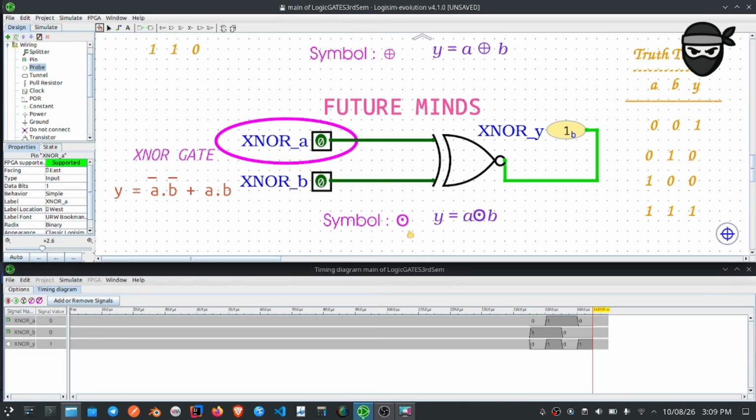This is the symbol of the XNOR gate, where a point between a circle is given to denote the XNOR gate.